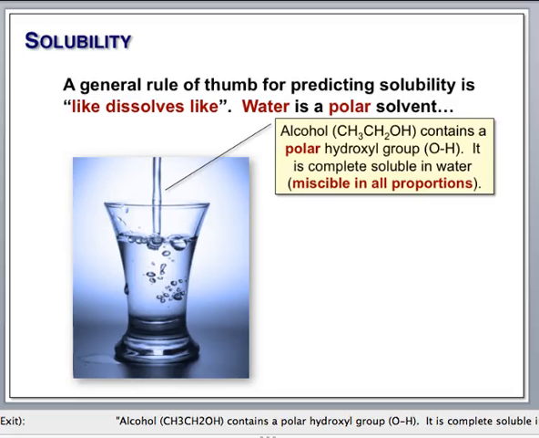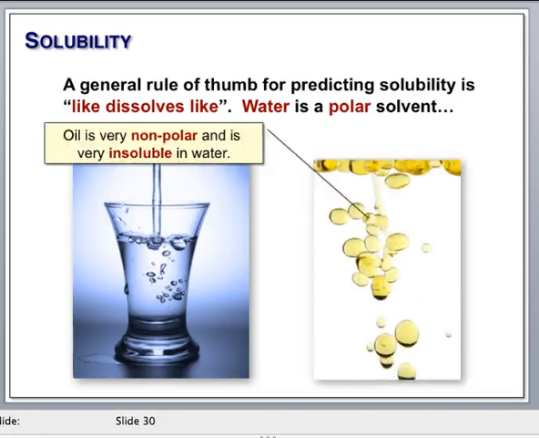If we have something that is not polar, for example, oil, vegetable oil, olive oil, these are non-polar CH bonds. And because they're non-polar, water does not interact well with them. It doesn't interact well, it doesn't dissolve. So putting all this together, we can say our rule of thumb for solubility is simply like dissolves like. Water is polar, it will dissolve polar things. Oil is nonpolar, it will dissolve nonpolar. Very simple concept.